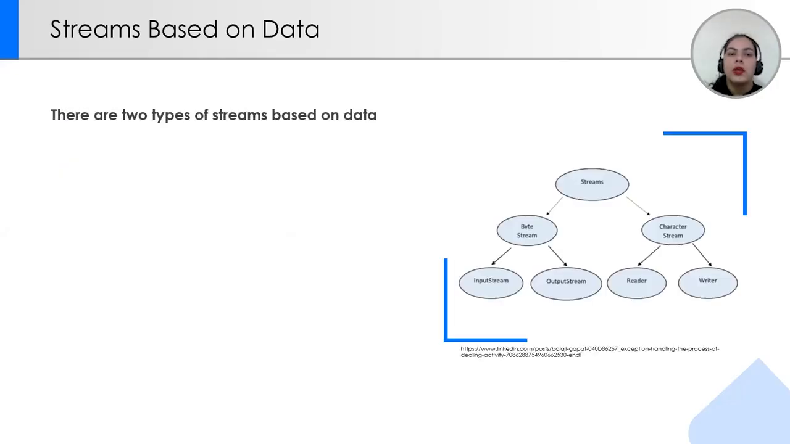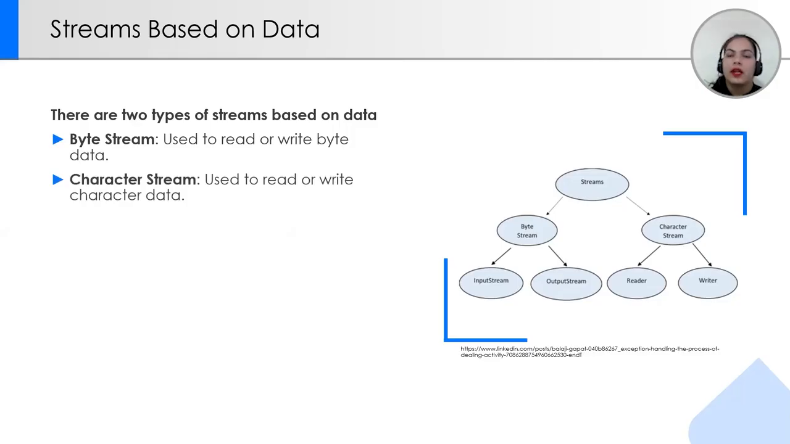Now, there are two types of streams based on data: byte stream and character stream. Byte stream is used to read or write bytes. Character stream is used to read or write characters. As mentioned in the diagram, the byte stream has the input and output streams, and the character stream has the reader and writer streams.